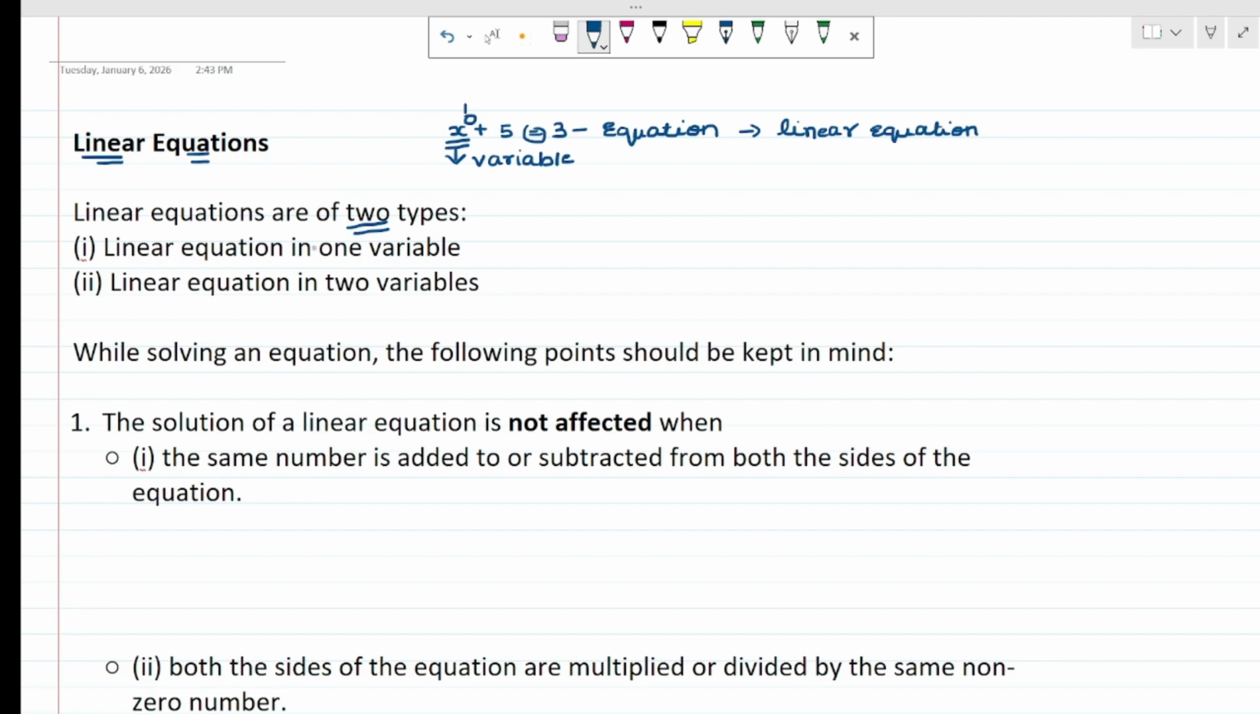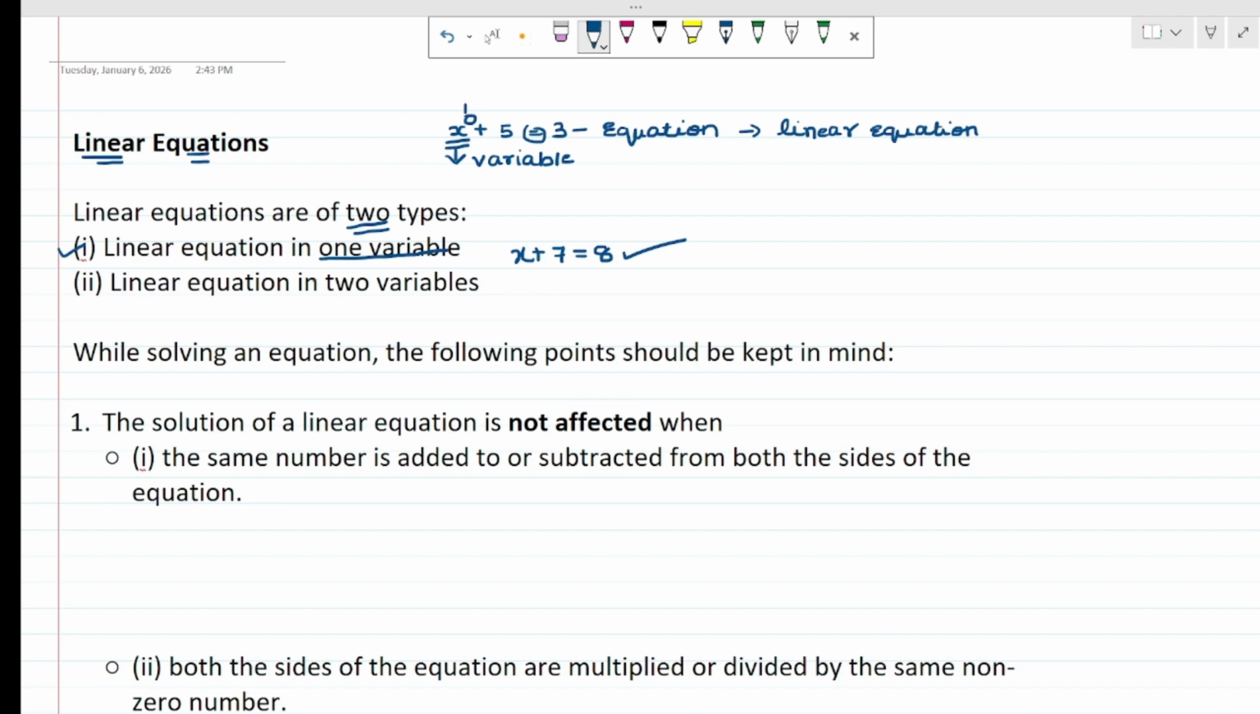Now, moving ahead, linear equations are of two types. First one is linear equation in one variable. Now, what does this one variable mean? As I said earlier, let me take my example x plus 7 is equal to 8. As you can see over here, I have only used one variable which is x. There is no other variable, no alphabet used over here. That means this is your example for linear equation in one variable.